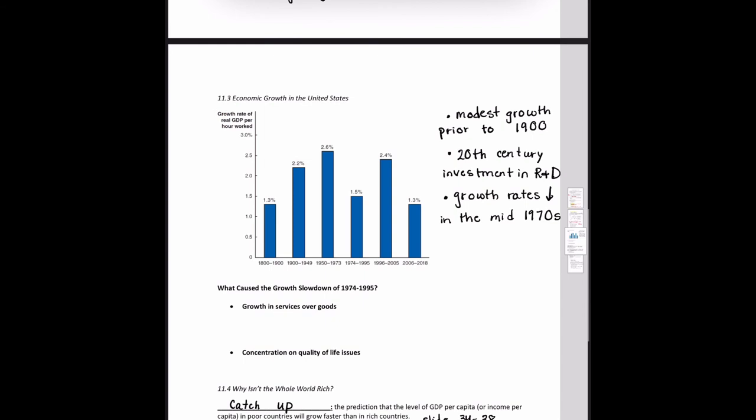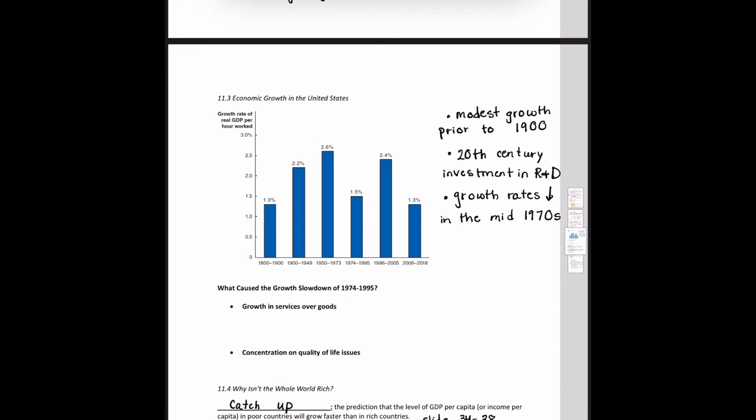As far as economic growth in the U.S., we can see how the U.S. experience helps us to understand capital accumulation and technological change driving economic growth. Here we can see the growth rate of real GDP per hour worked over the past several hundred years. Growth rates in the U.S. were relatively modest prior to 1900, then in the 20th century, investment in R&D resulted in increasing growth rates, and these remained high until the mid-70s when they fell unexpectedly before picking up in the 1990s.